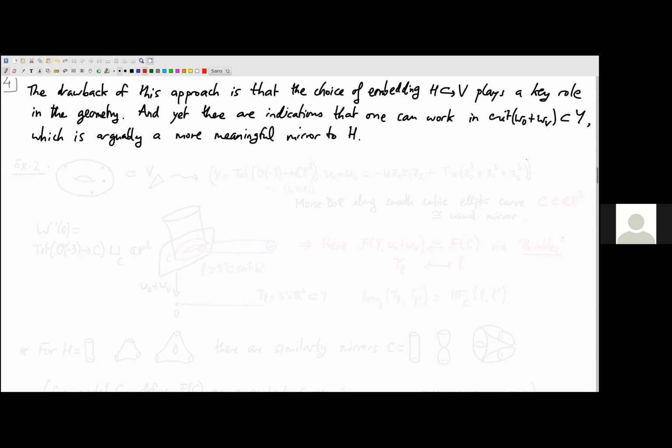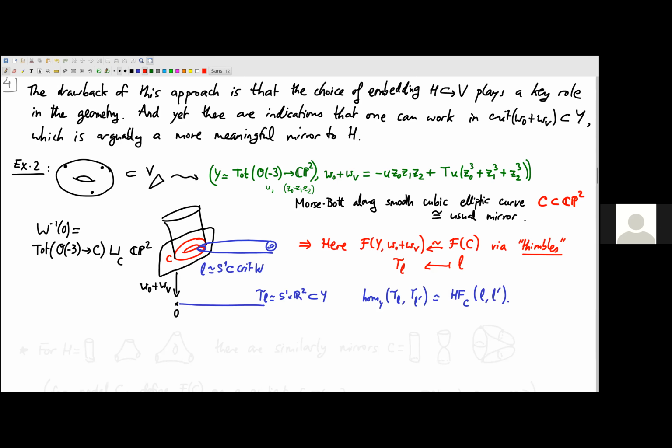So does it mean that you produce global Lagrangians in your capital Y by looking at the critical locus? That's what I would like to claim. In practice, I do not know how to do this.